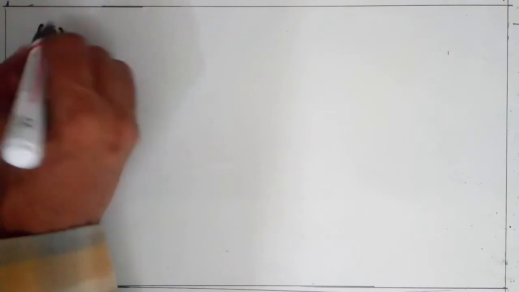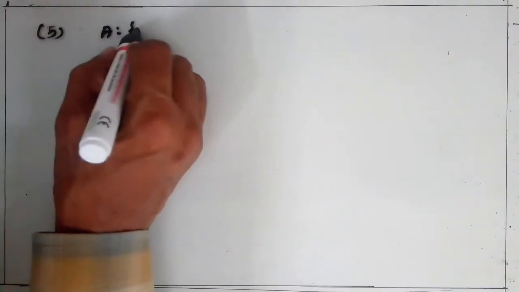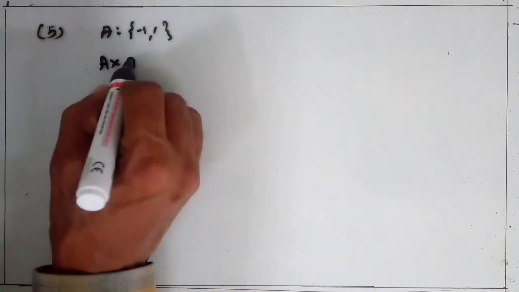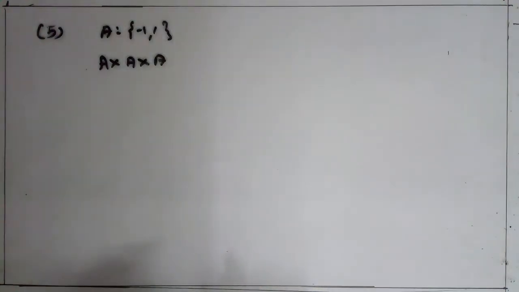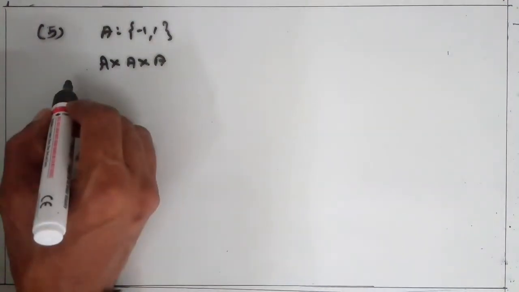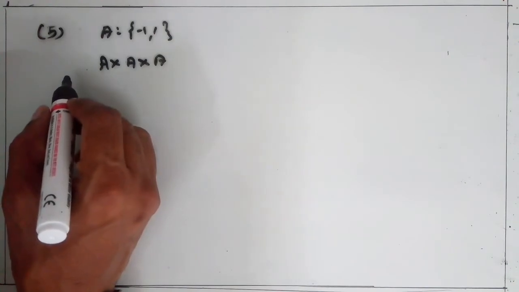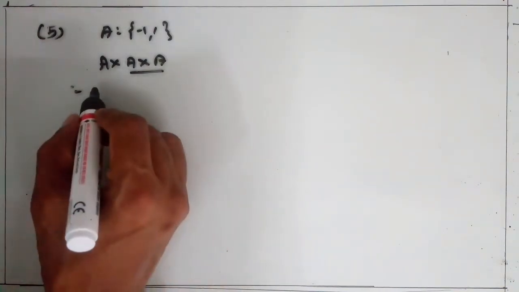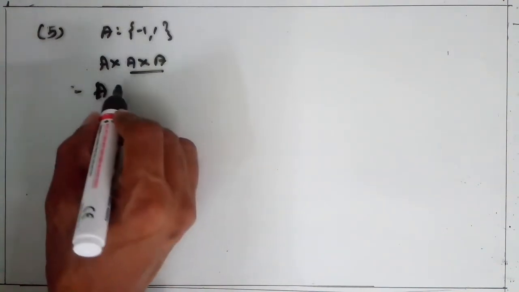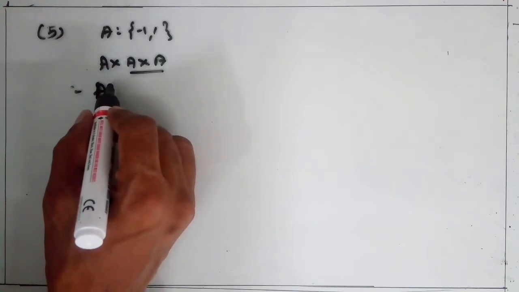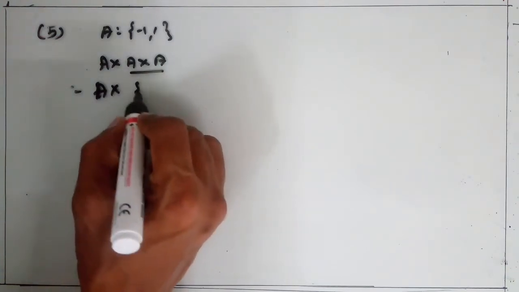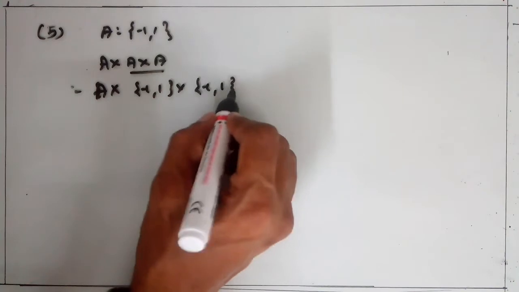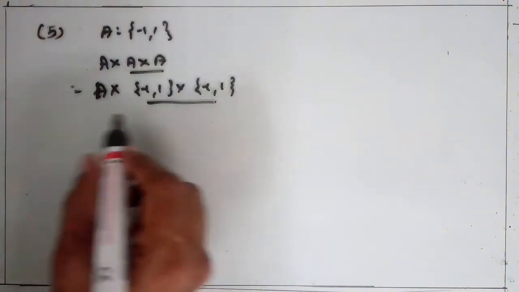Now question number 5. For the given set A is equal to {-1, 1}, find A cross A cross A. Triple cross product. Think how to get A cross A cross A. For this, first we get the last two, A cross A. So first write A itself, same. A cross A is equal to {-1, 1} cross {-1, 1}. Clear? Now first we get the cross product of these two.